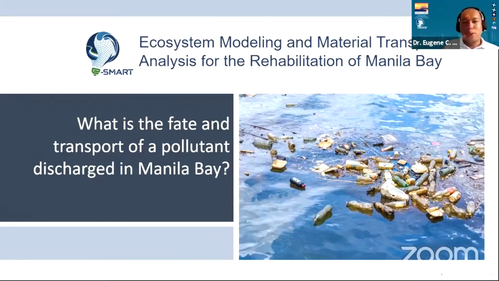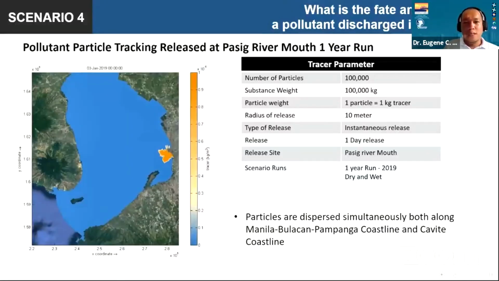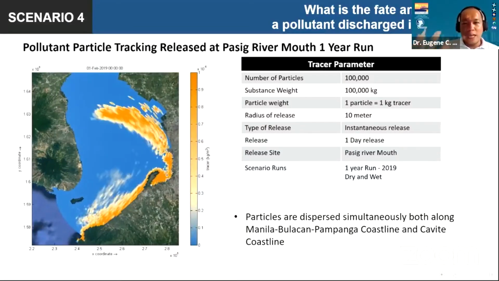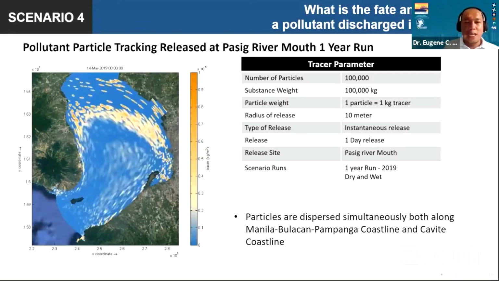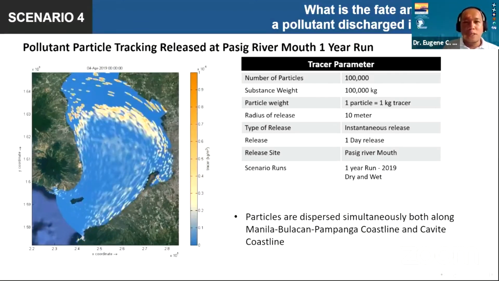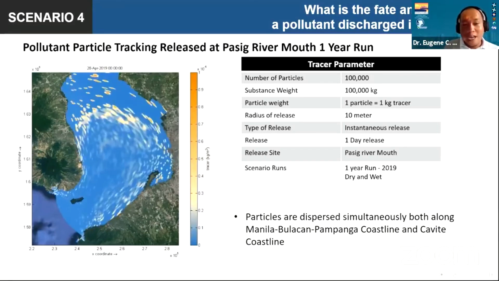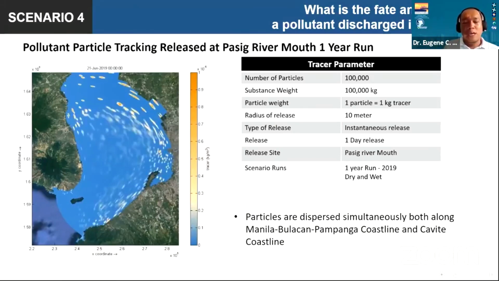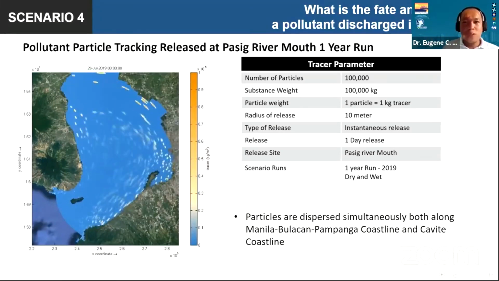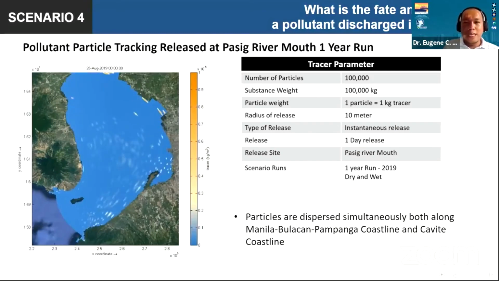So what if we have now a pollutant, and then instead of modeling oil, we model a particle that is representative of a pollutant. And so this one shows you a 1 year Pasig River pollutant release towards Manila Bay. As you can see here, it takes around 9 months before all the materials are removed out of the bay, which gives us an idea of the hydraulic residence time of the bay.